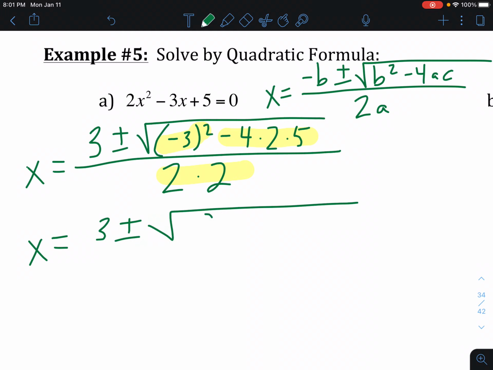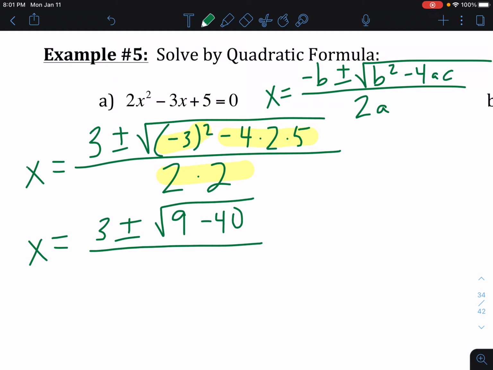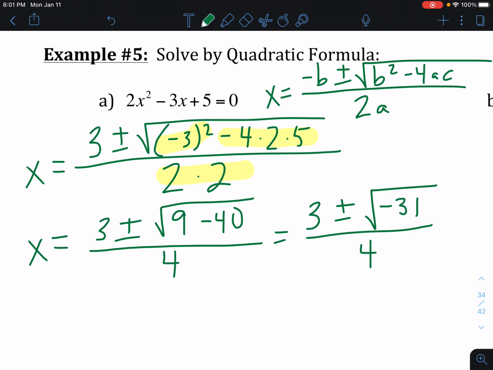So negative 3 squared is, it's too long of a square root. Negative 3 squared is 9. And then negative 4 times 2 is negative 8 times 5 is negative 40. On the bottom, 2 times 2 is 4. Then we are going to subtract in the radical. Remember, we always want this radical down to one number, so 9 minus 40 is negative 31.